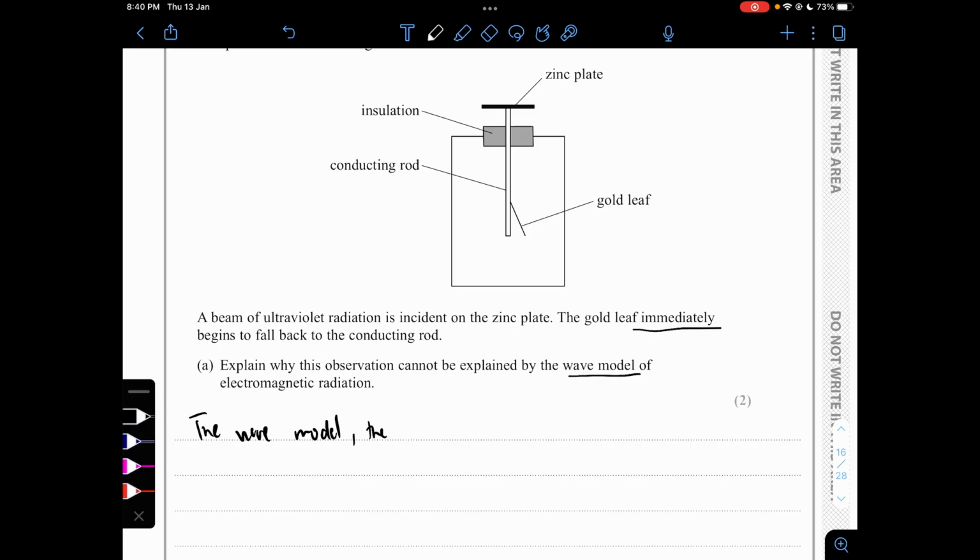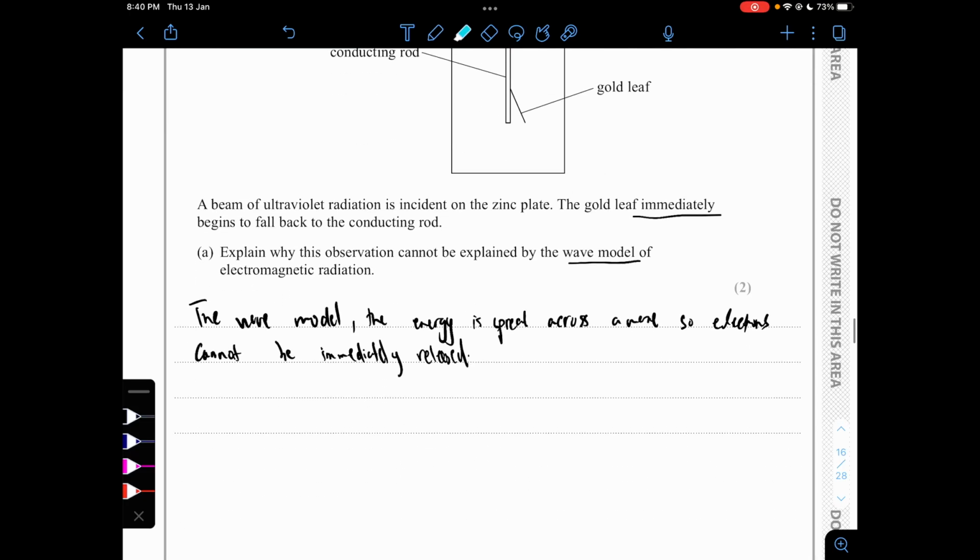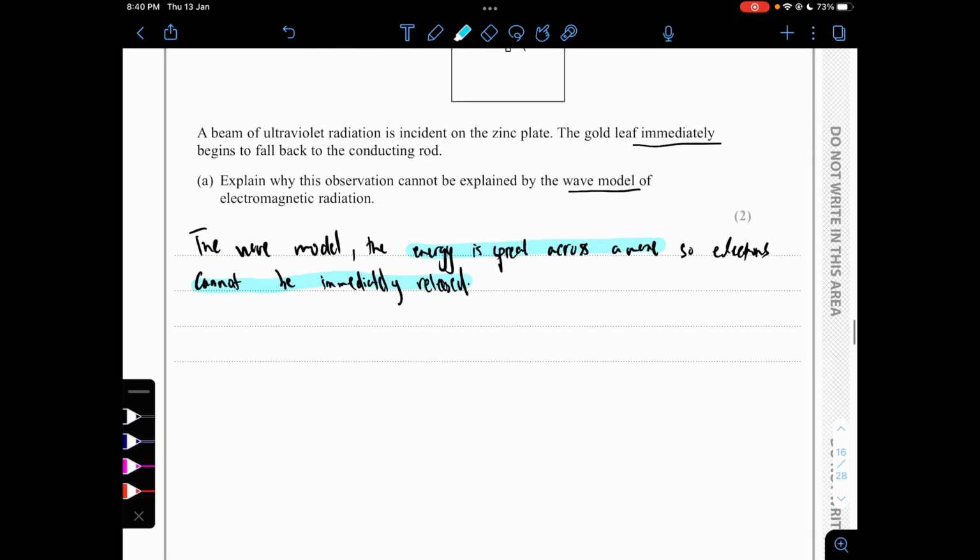The energy is spread across a wave, so electrons cannot be immediately released because of this wave model. So the two marks are: the energy is spread across a wave, so electrons cannot be released immediately. Our two marks go on to part B.